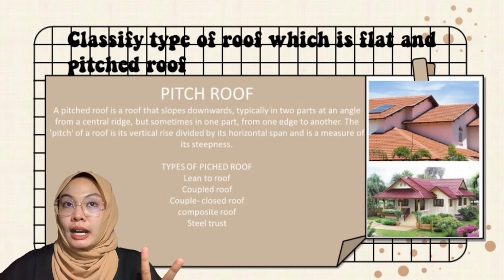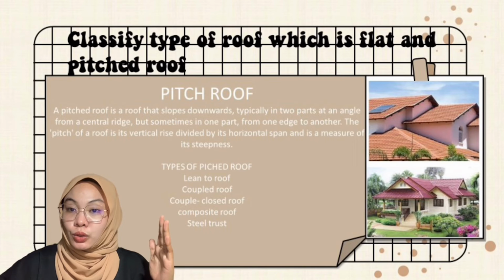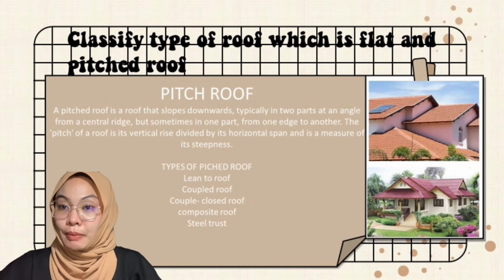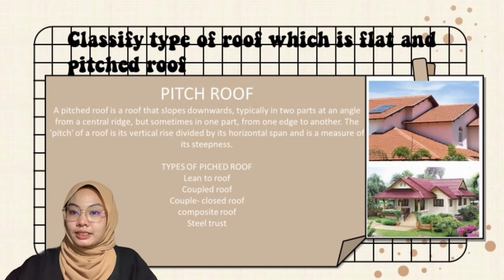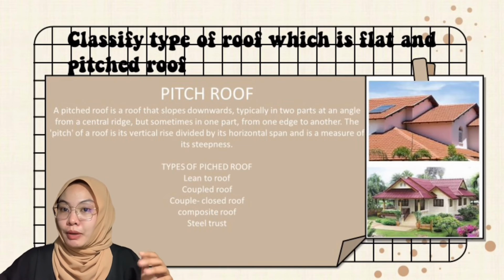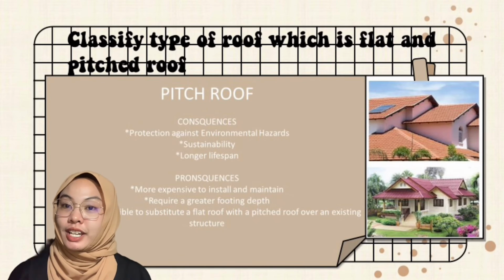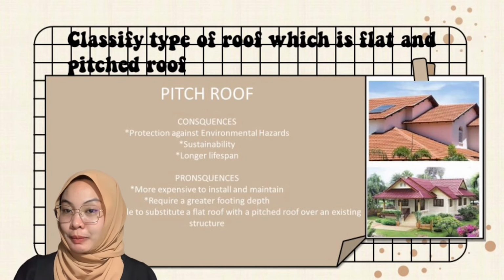Dan dia close couple roof ni ada tiang yang melintang dan tiang yang menegak. So and then composite roof, dia banyak penghadang untuk backup, bagi lebih stabil dan lebih menampung lah. Steel truss ni dia macam membuat dengan bangunan-bangunan yang besar seperti bangunan-bangunan rumah kedai, macam tu. Pitched roof consequences iaitu protect against environmental hazard, thermal efficiency, sustainability and longer lifespan.